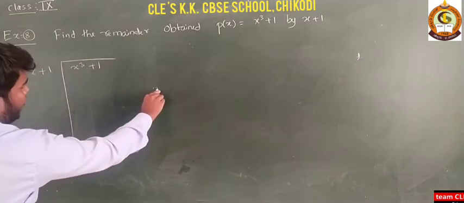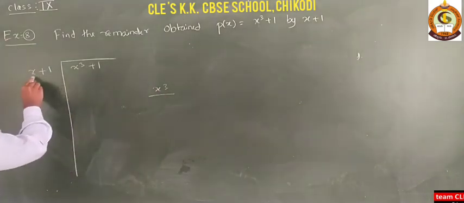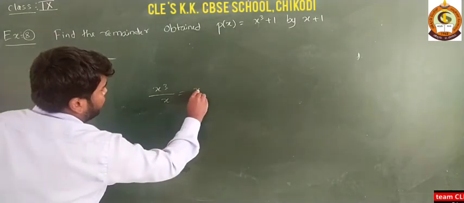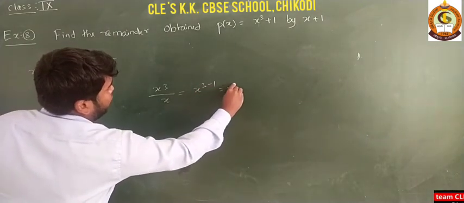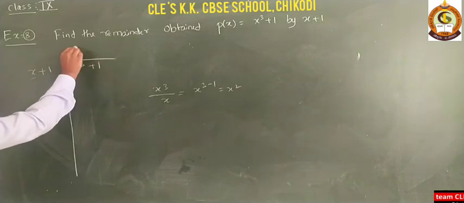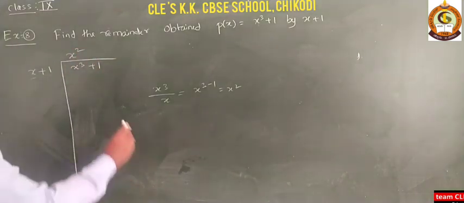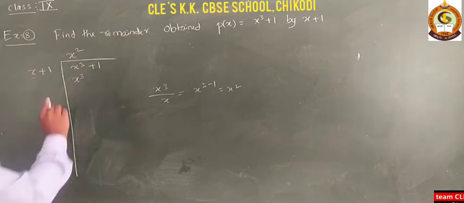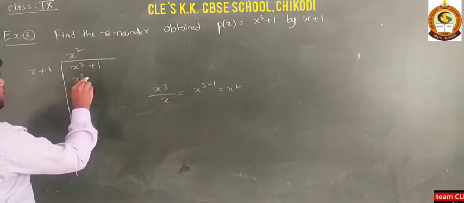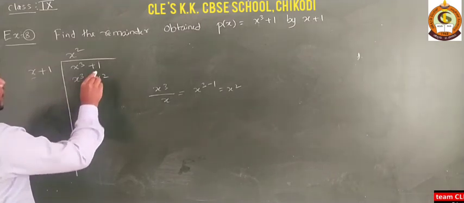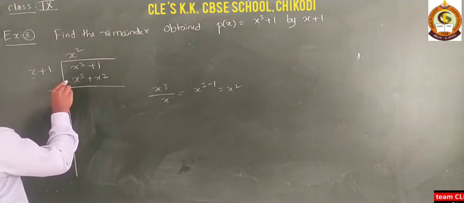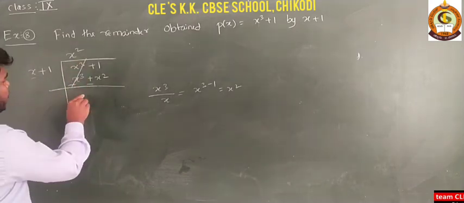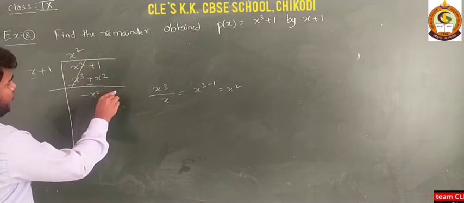Again you know the procedure: the first term is x cube, and here the first term is x. Again, a raised to m divided by a raised to n, that is x raised to 3 minus 1, which is equal to x square. So the first quotient you have to consider is x square. So x square times x is x cube, and x square into 1 is plus x square, and this plus 1 is remaining. Just keep this, plus will become minus, so both get cancelled. So remaining is minus x square plus 1.